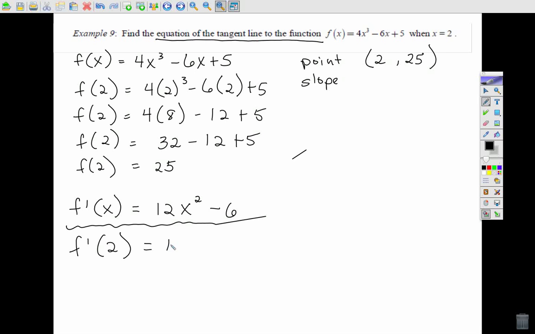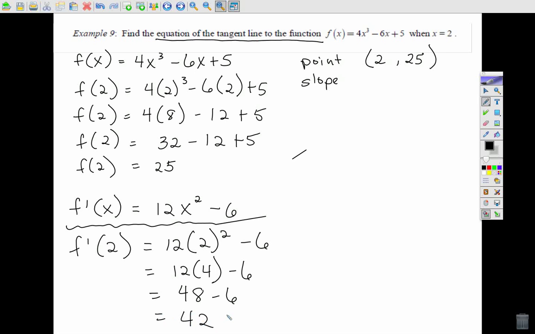This is our derivative. Now we needed the derivative at x equals 2. So we plug in a 2 here. This gives us 12 times 2 squared minus 6, which is 12 times 4 minus 6, which is 48 minus 6, 42. What is 42? 42 is the derivative at x equals 2. That's the same thing as the slope. So the slope of this function at x equals 2 is 42.